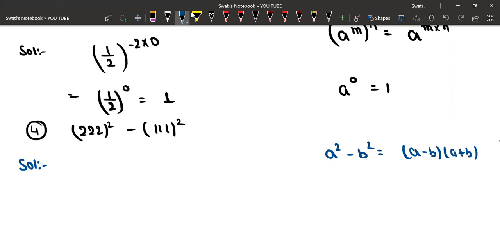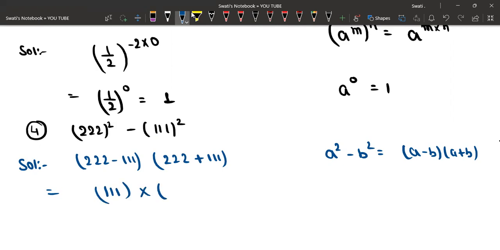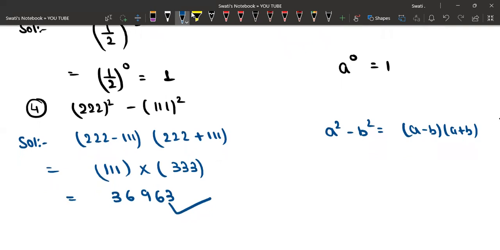Of course, a here is 222, so it will become (222 minus 111) times (222 plus 111). 222 minus 111 is going to be 111 only, times 222 plus 111, which is going to be 333. And if you multiply these two, you will get 36963. This is the answer. All right, so this is the fourth one. Now we can move to the fifth question.